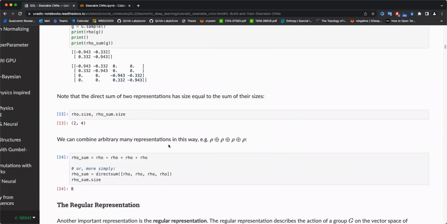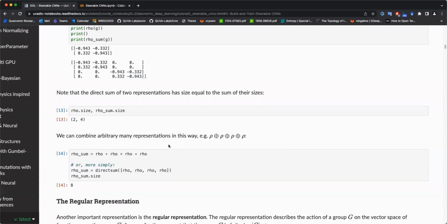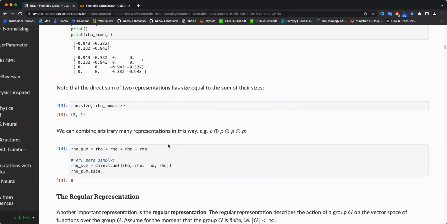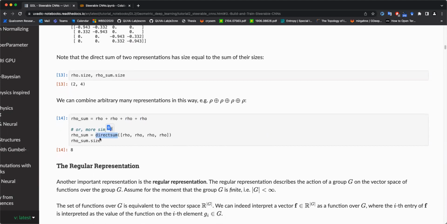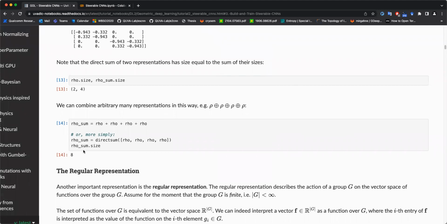Cool. And of course, we can do this more than once. So we can build arbitrarily larger representations by stacking together multiple smaller representations. For example, we can repeat this basic representation 4 times. There's also a shortcut if you want to pass a list, but that doesn't matter too much. And we can verify that the result is 4 times larger than the basic representation. Okay, so this was the direct sum.